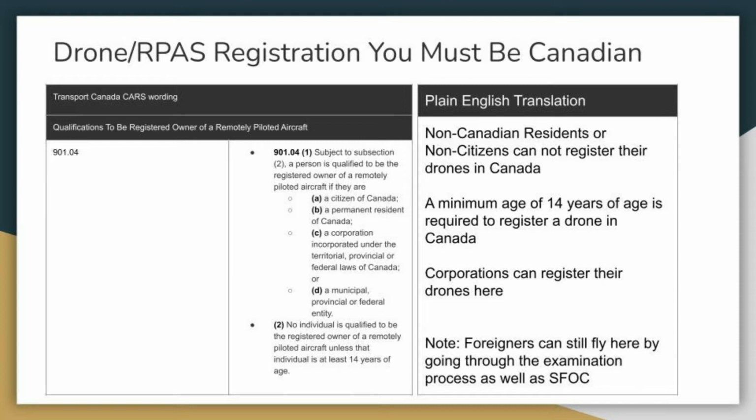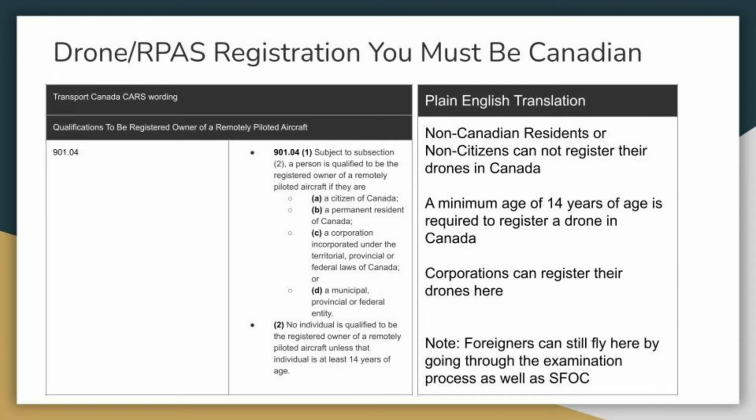So let's break this down in plain English translation. Non-Canadian residents or non-citizens cannot register their drones in Canada. You need to be a minimum age of 14 years. Corporations can register their drones here in Canada. Foreigners can still fly here.